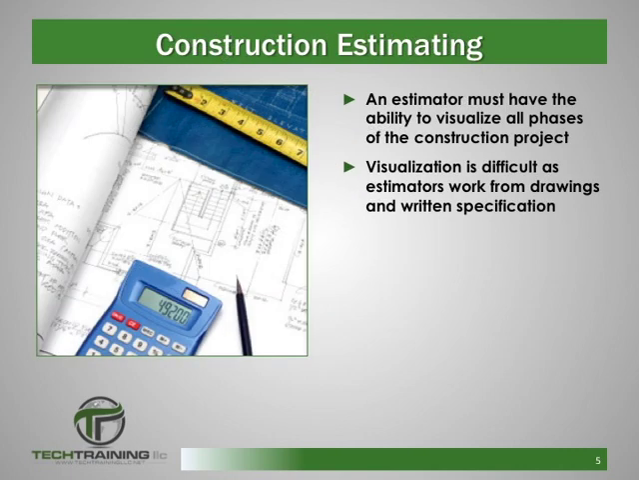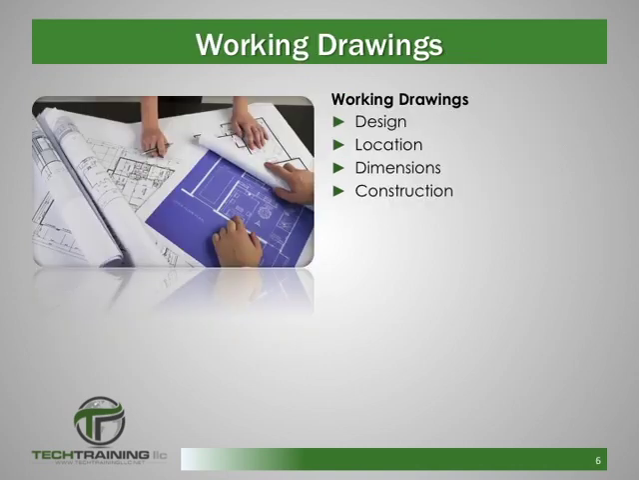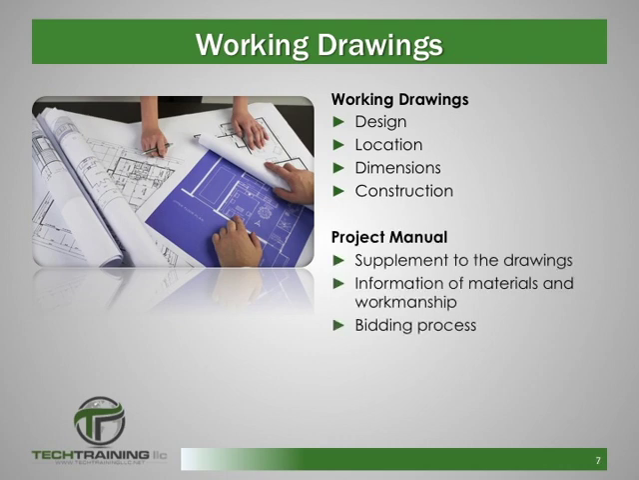The most important trait of an estimator is the ability to visualize all the different phases of a construction project. This is especially difficult considering that the estimates are prepared from working drawings and the project manual. The working drawings usually contain information relative to the design, location, dimensions, and construction of the project, while the project manual is a written supplement to the drawings and includes information pertaining to materials and workmanship. The project manual also contains information regarding the bidding process.